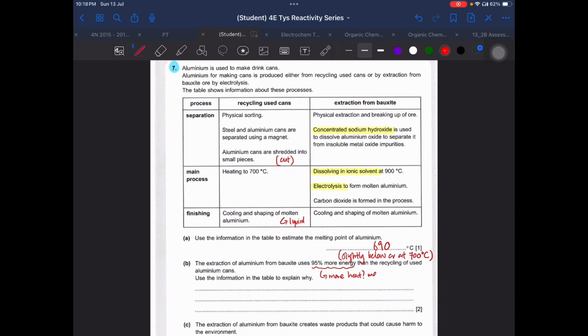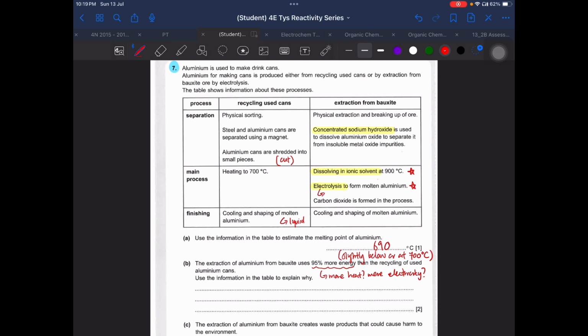It could also mean more electricity that's being required for the reaction to happen, be it to maintain the equipment, be it to really cause the reaction to happen, etc. So if you look at this entire table, two things should strike out to you. Number one, the temperature that's used on the bauxite extraction is higher than 700 degrees Celsius. Number two, I hope you can also see that bauxite extraction requires this process called electrolysis.